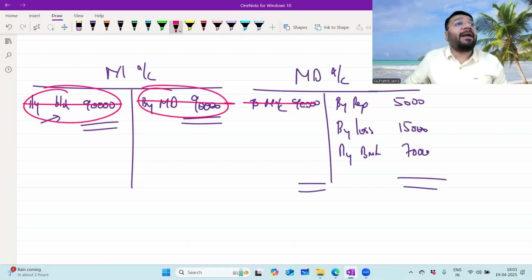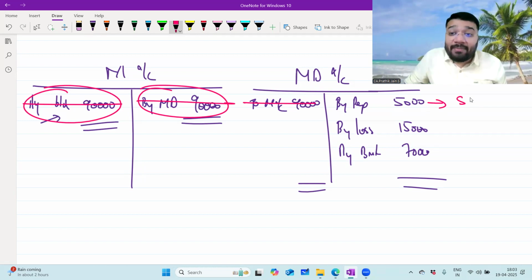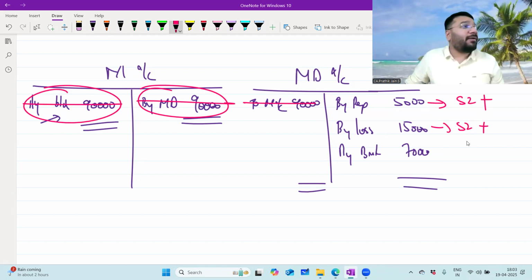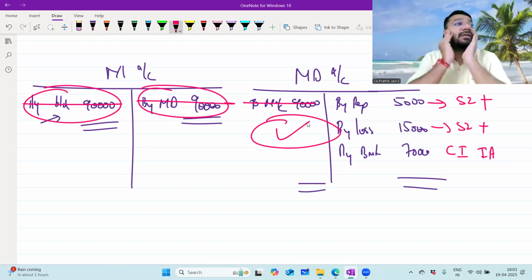Will this have any impact on the cash flow statement? No. Will this have any impact on the cash flow statement? Yes. Segment 2, you have to add back the loss. Segment 2, we have to add back. And this is cash inflow of the investing activity. If any purchase is done, then that purchase will come here.